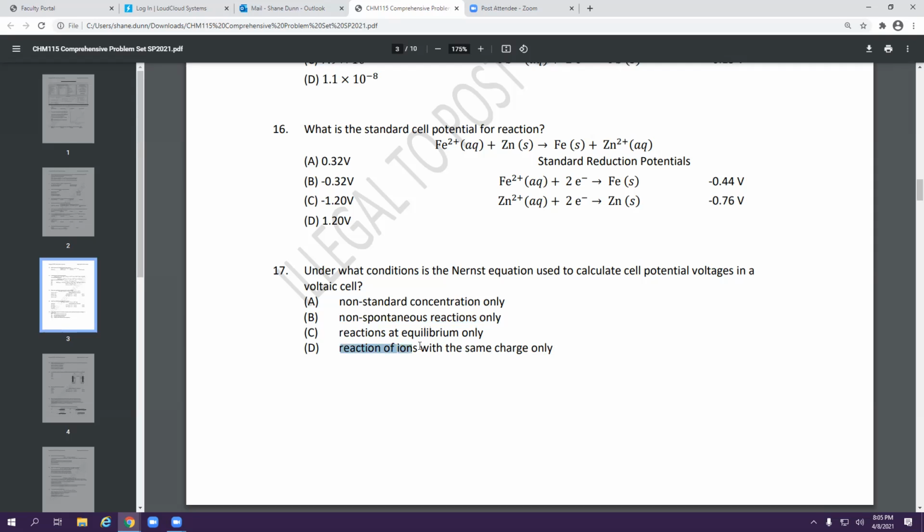So reaction of ions of the same charge. We've only seen this happen because it's easy, but we can have something be reduced by 1 and something be oxidized by 2. You just have to balance it out. So that's why the answer has to be C.